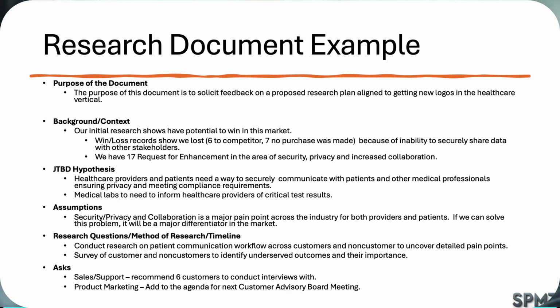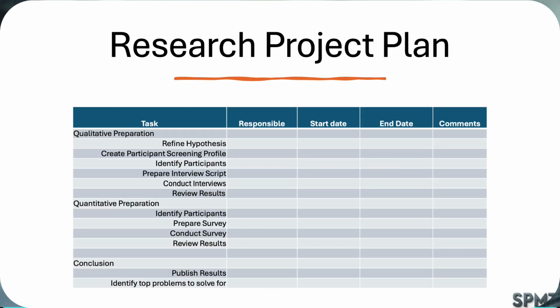And as we stated previously, it's always better to have a plan and adjust from that plan than to have no plan at all. So you should definitely have an attachment that outlines your project plan. Here we're saying we have a qualitative preparation phase, then a quantitative preparation phase, and then we're going to publish the results and have the outcome of identifying our top problems.